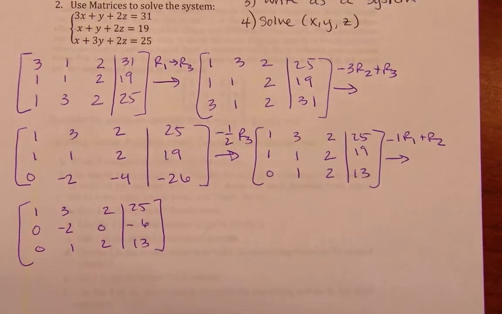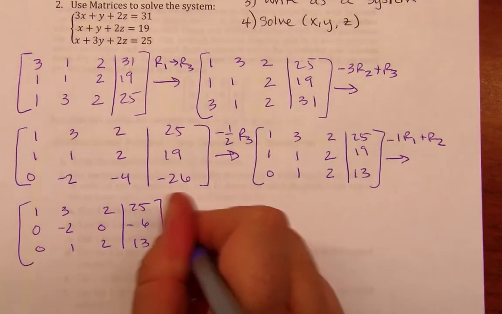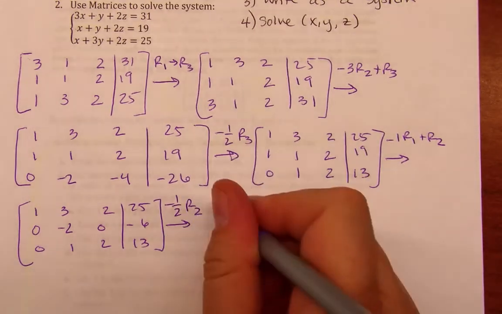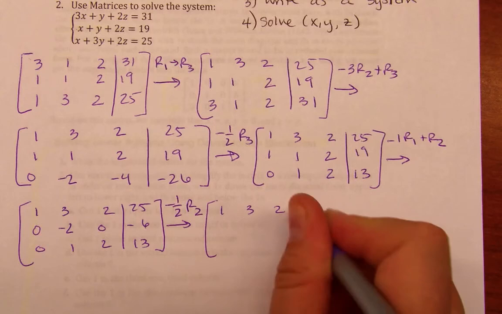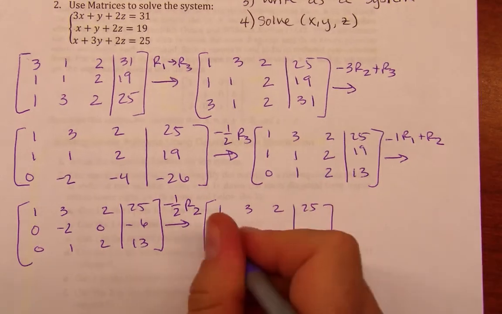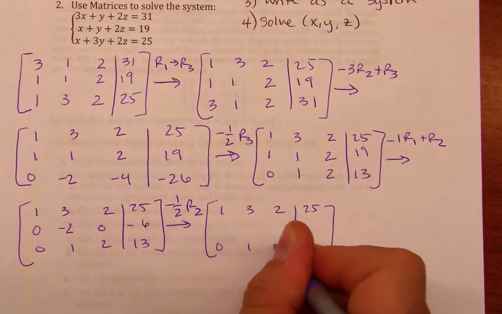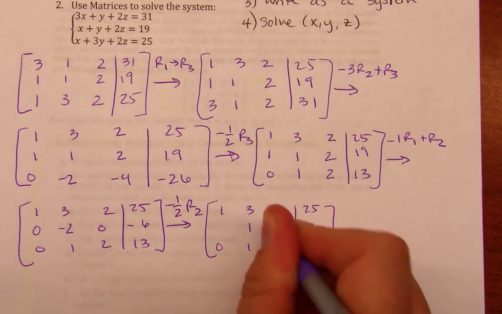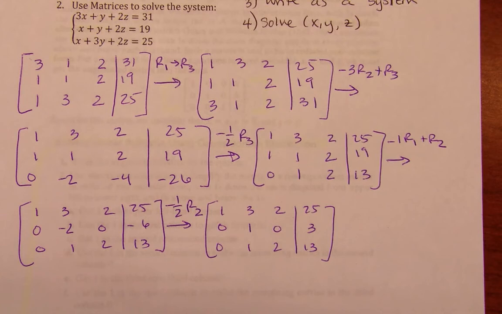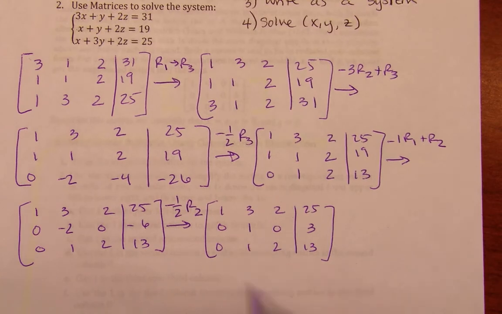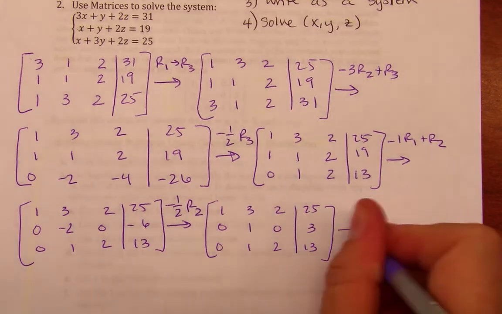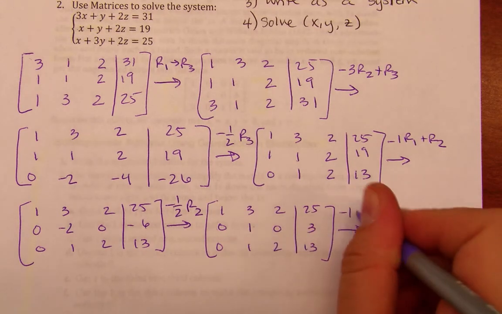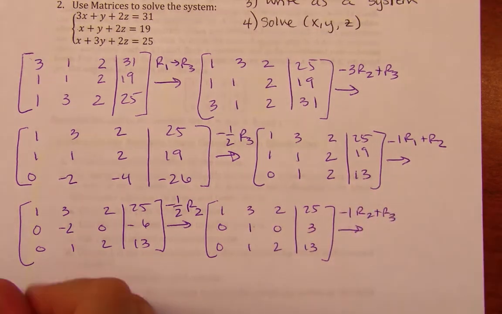Okay. And from here, I can multiply by -1/2. And again, we always want to describe what we're doing in each step. Multiplying by -1/2, this is going to become a 1, and this will become a 3. And so we're getting closer here. We've got another 0, and now I want this to become a 0. So multiplying row 2 by -1 and adding it to row 3. That will get me that.